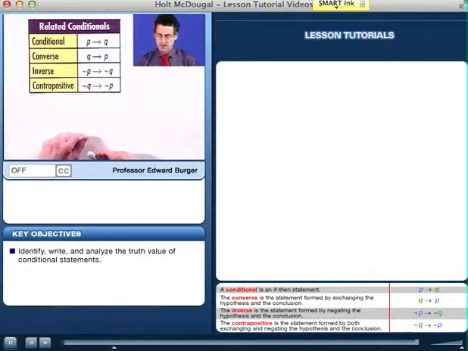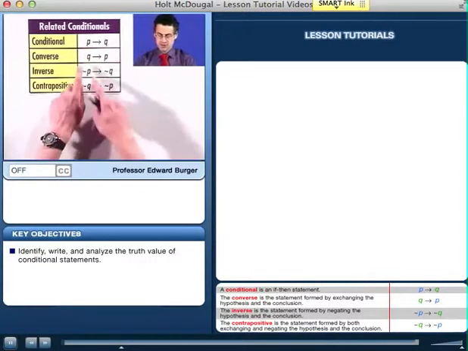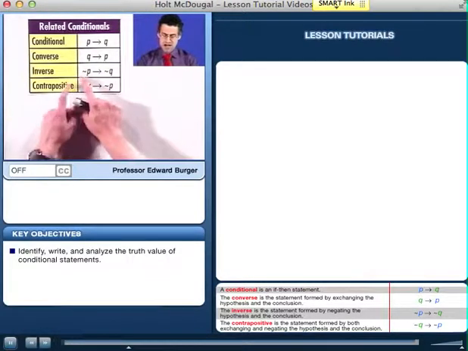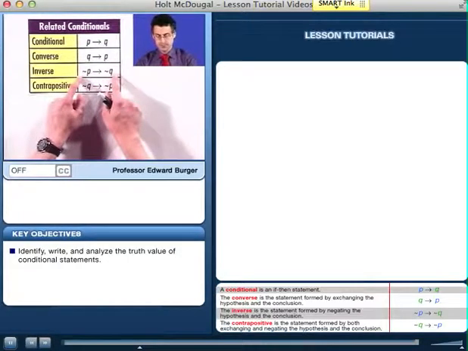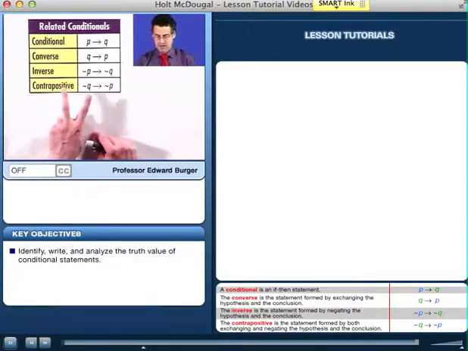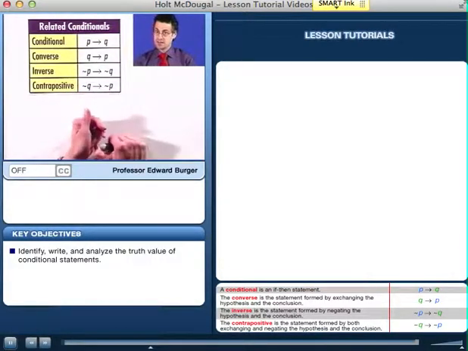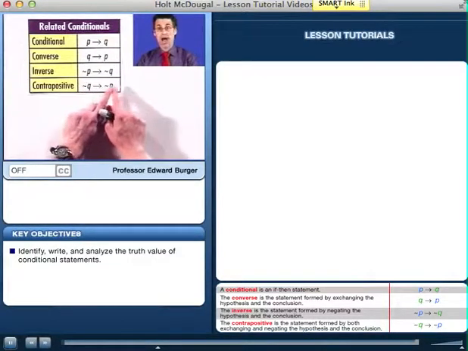One is called the converse, which just switches the roles of hypothesis and conclusion. And so we have "if Q, then P." The inverse, where this little sign here means "not," so "if not P, then not Q." And the contrapositive, where we switch the hypothesis and conclusion and inject a negative in front of each. So "if not Q, then not P."